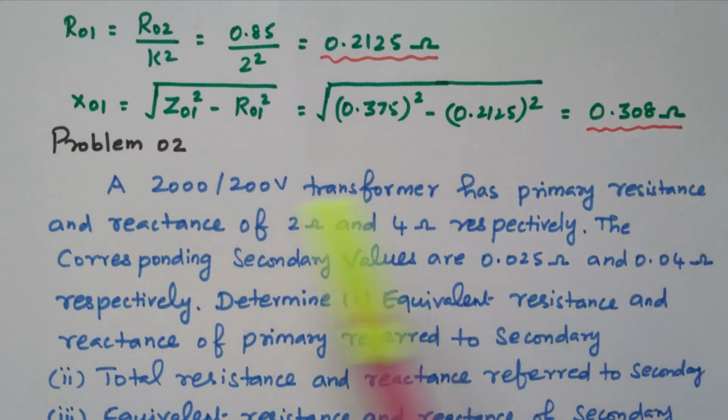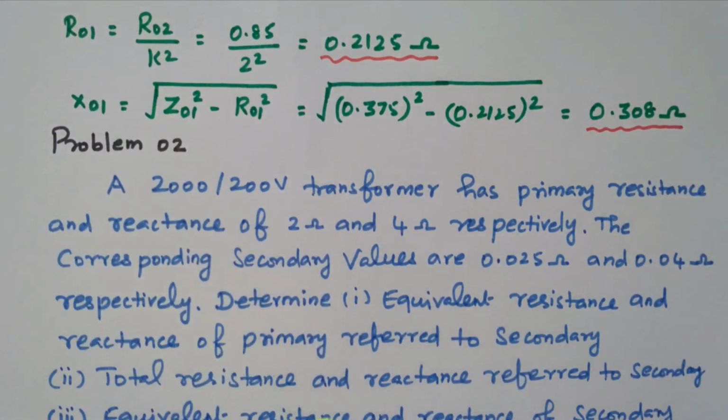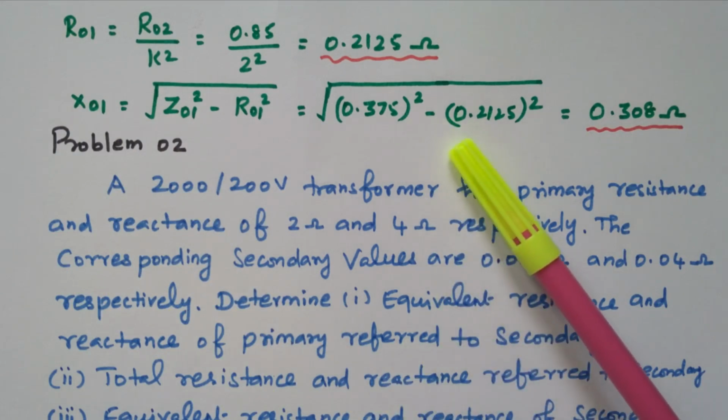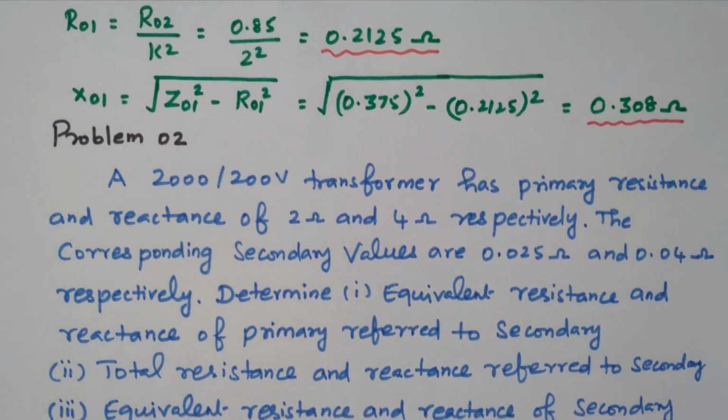Right. So in the equivalent circuit, this R01 and X01 are also calculated. So by using all these values, we can draw the equivalent circuit. Now we'll go to the second problem.